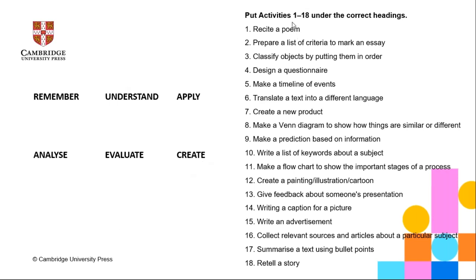And again, your task is now to put all of these 18 types of activities under the appropriate stage of thinking. For example, remember, it goes to recite a poem. So I've given you the first hint. And in 2 or 3 minutes, I will show you the correct answers. If you want to send your answers in the question box, please do so. I can see them now.